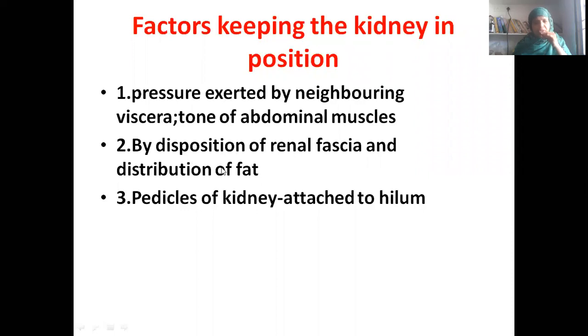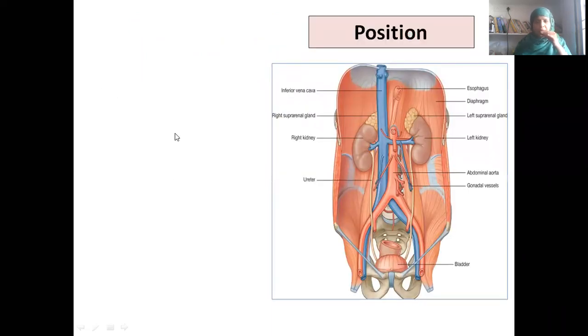Actually, renal fascia and distribution of fat is very important. As such, kidney is also an essay question, but this renal fascia itself can come as 5 marks. We will elaborate. In the pedicle of the kidney, that means the place where we have the hilum, the entry and exit of the structures, all these features will help the kidney to maintain its position.